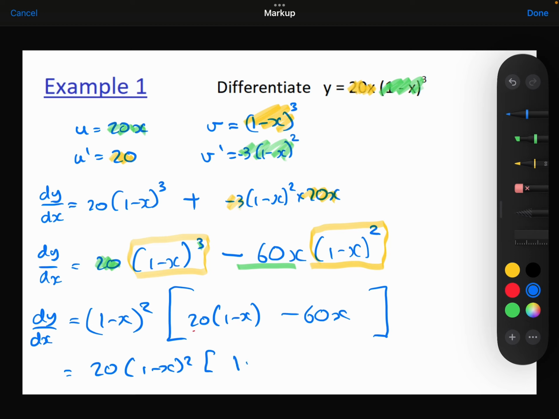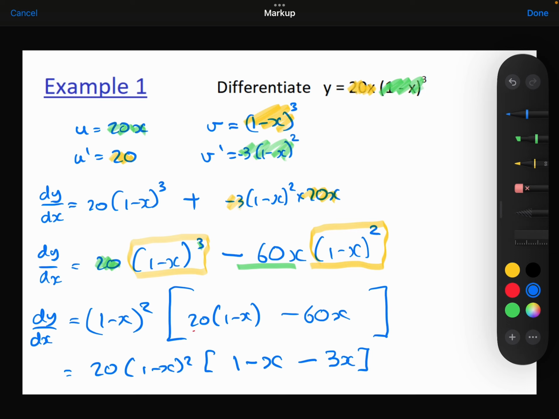So that will leave just the 1 minus x at the front. So you can have the brackets there. You don't need those brackets anymore because we've taken the 20 out. And then we've got the minus 60x, which will now just become minus 3x.